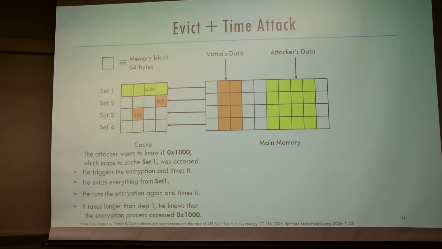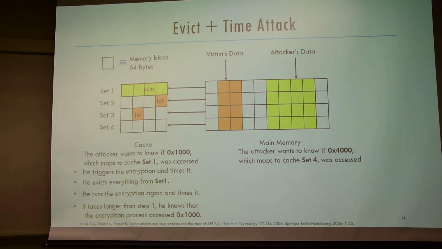So here he runs the encryption again and times it. It takes longer than step 1 because one of the cache lines is evicted by the attacker's data. So by observing that, the attacker can conclude that the victim has access to this particular cache set.